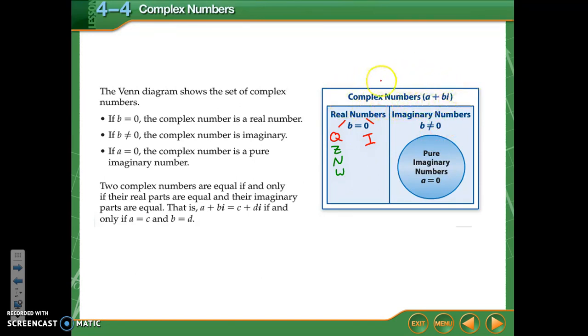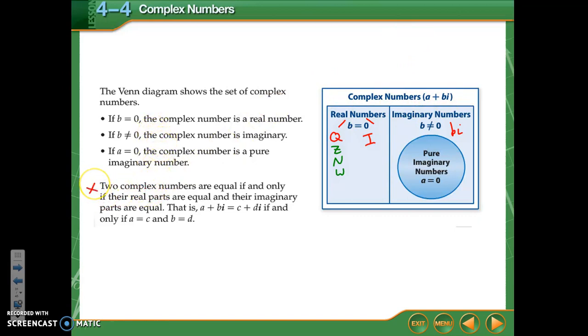Complex numbers are actually the set of all numbers we can work with, and complex is divided into real and imaginary. Real numbers are the ones we're already used to: rational, integer, natural, whole, and irrational. Whereas imaginary numbers are these pure imaginary numbers that look like b times i, and then complex numbers represent the entire set of numbers.